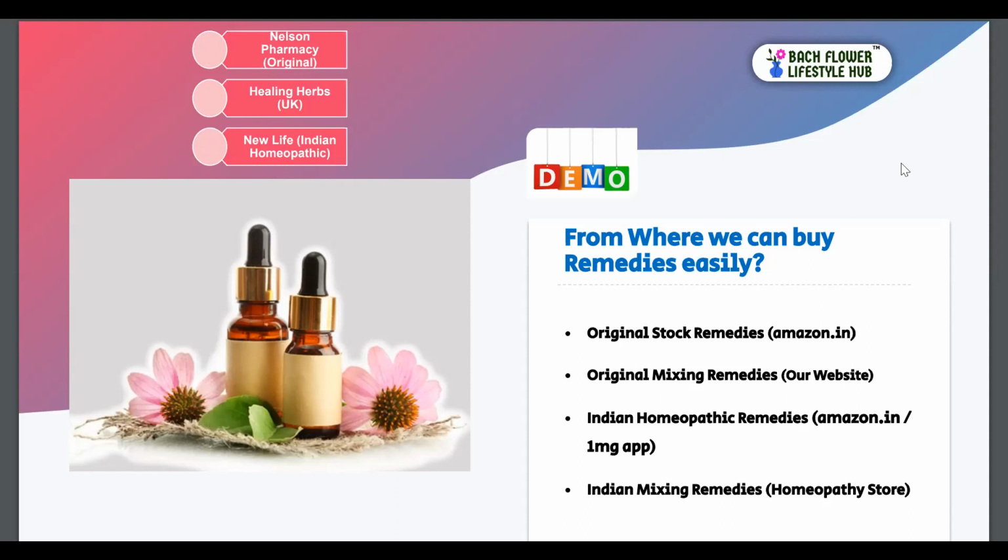So these remedies, Healing Herbs and Nelson Pharmacy, are available in India nowadays. We also have New Life, Bandari, and many more brands in the market which we can use. All those are homeopathic remedies or Indian remedies, prepared and made in India by Indian homeopathic pharmaceuticals. So those are available.